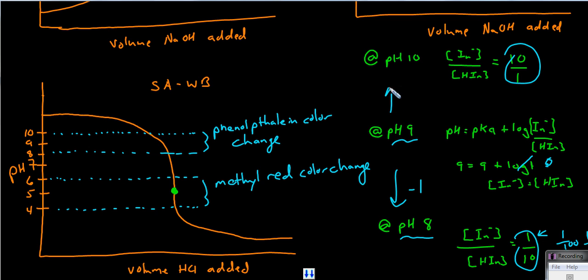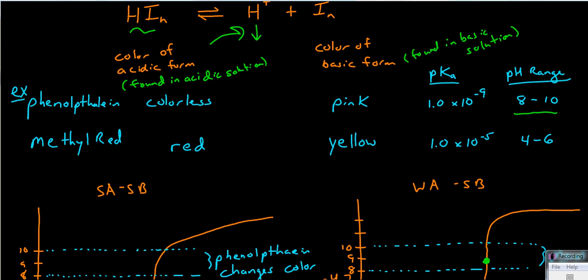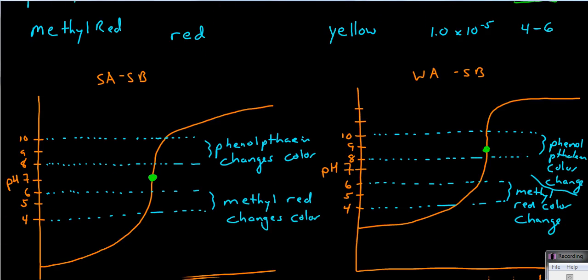And at a pH greater than 1 of this middle point, we have a slightly more basic solution, so we have slightly more base than acid, 10 bases to 1 acid. And so this allows us to predict the pH ranges of change. So what kind of indicators would you use for a variety of titrations?